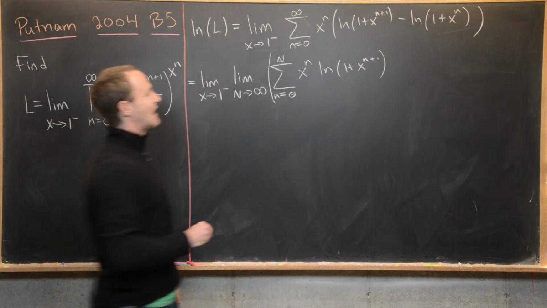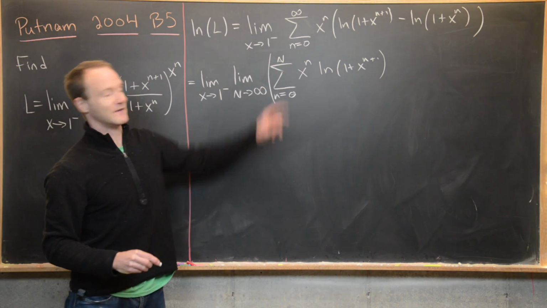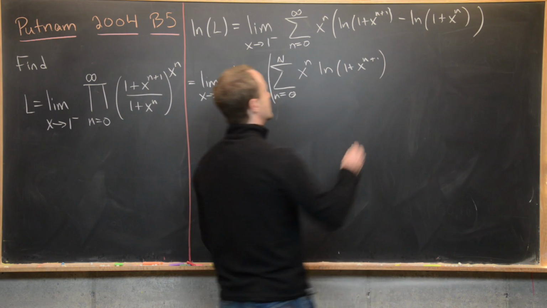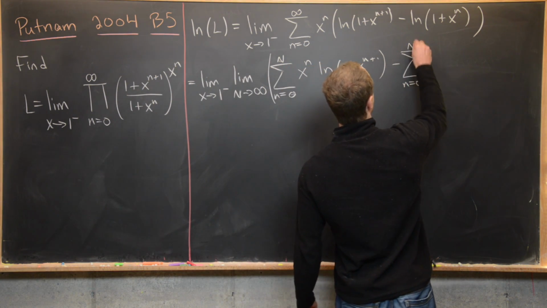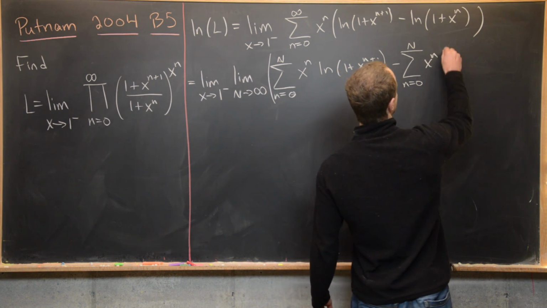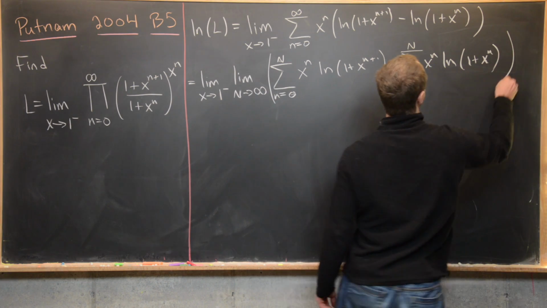And I'm actually going to factor this into 2 parts, which is totally allowed now that we have a finite sum. Then minus this sum as n goes from 0 to capital N of x to the n natural log of 1 plus x to the n, like that.